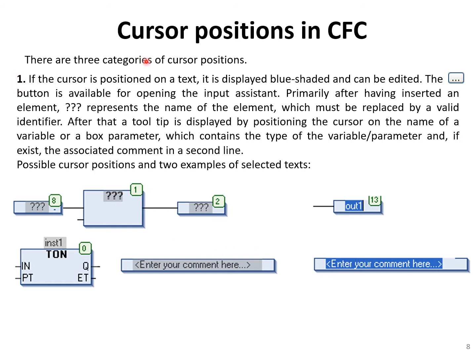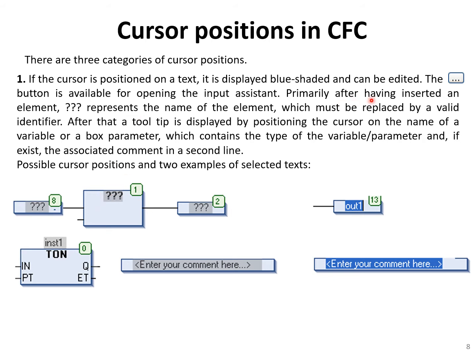Okay, so what is the first cursor position? We said that we have three cursor positions. The first one: if the cursor is positioned on a text, it is displayed blue shaded and can be edited. The three dots button is available for opening the input assistant. So for example, here, once you click on that, this is one input, you will see these three dots. Then you click on the three dots and you will see the input assistant. You could select from input variables, or you could basically click more and write directly the name of the variable that you know. Primarily, after having inserted an element, three question marks represent the name of the element, which must be replaced by a valid identifier.